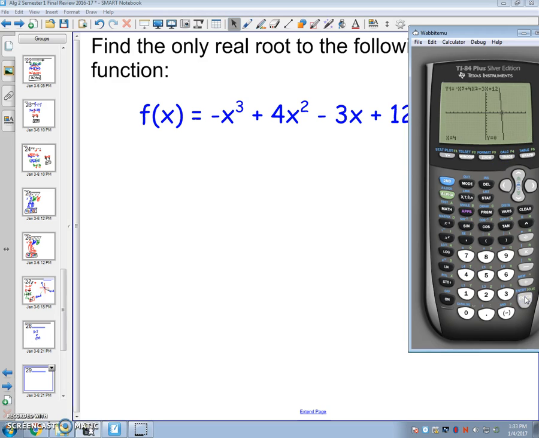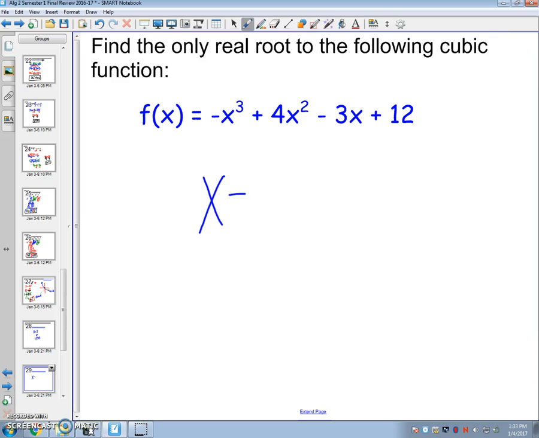4, 0. Good. Or second graph, I see a table. At 4, y is 0. So x equals 4. So free problem, just use a calculator. You don't need to show any work.